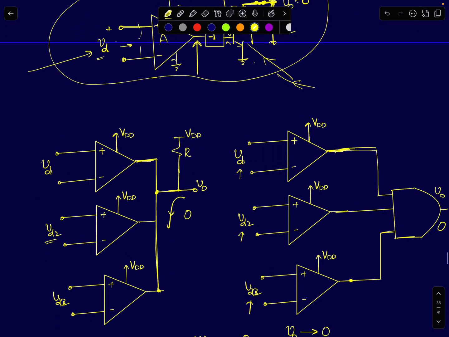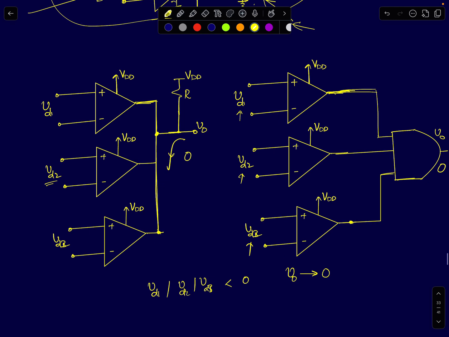So I can extend this to multiple comparators as well. Let's say I have 3 comparators which are all checking 3 different conditions. When will this output be charged to logic high? When all the 3 conditions are satisfied, when all the 3 conditions are true. VD1 is greater than 0, VD2 is greater than 0, VD3 is greater than 0.